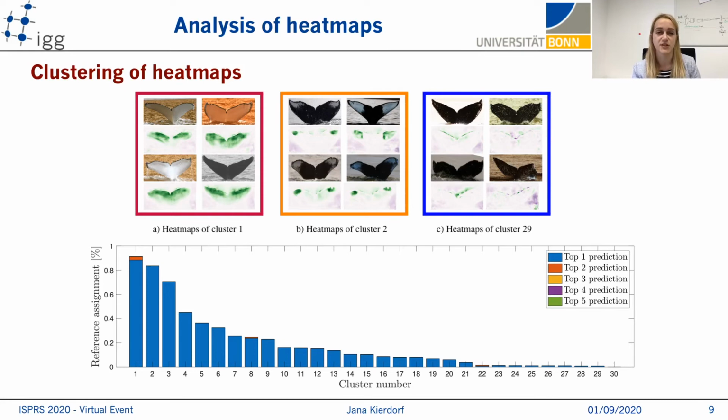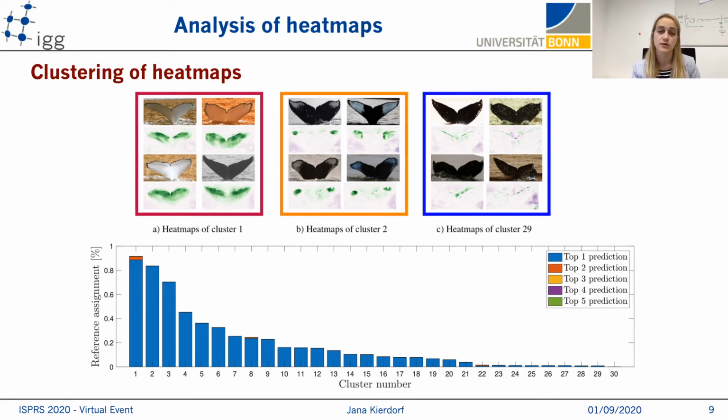What we did in particular is we took all heat maps and clustered them with spectral clustering and analyzed which heat maps are in each cluster. We've calculated the heat maps with respect to the top 5 predicted classes per image, and all of these are included in the clustering. I have selected a few examples that represent some of the clusters.